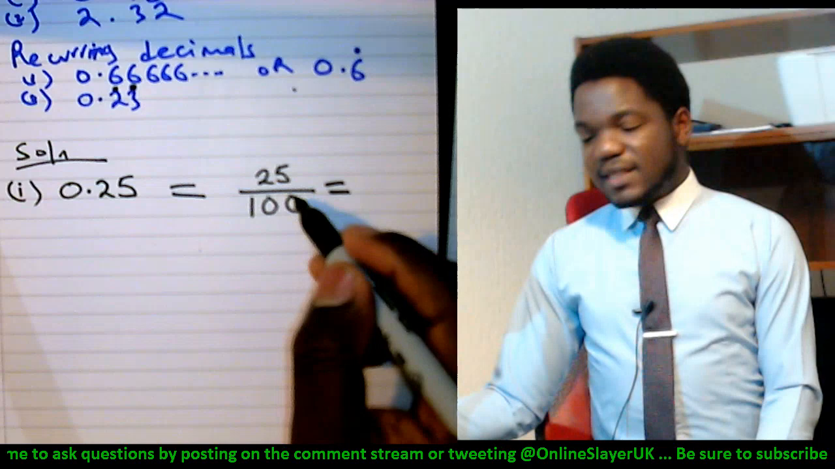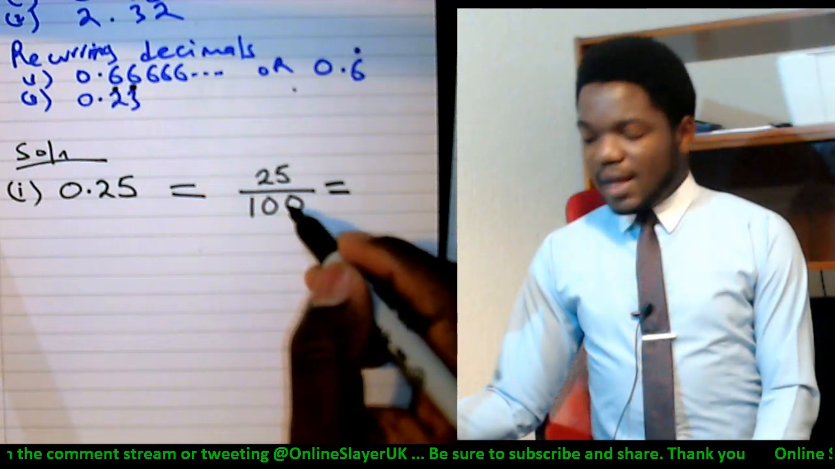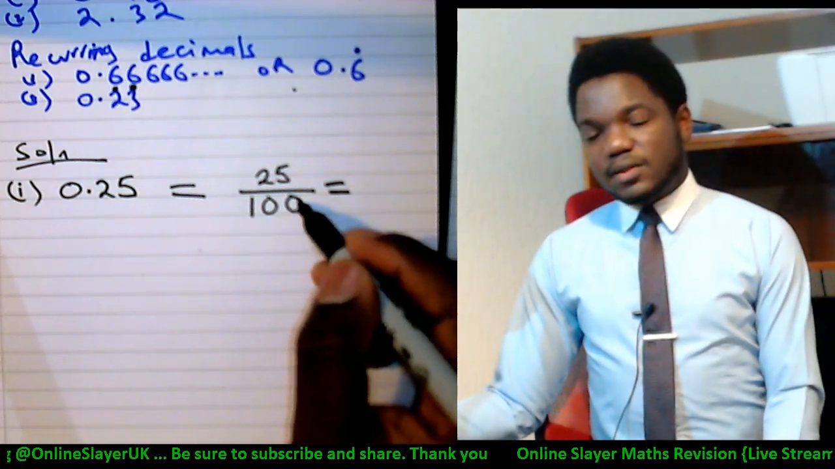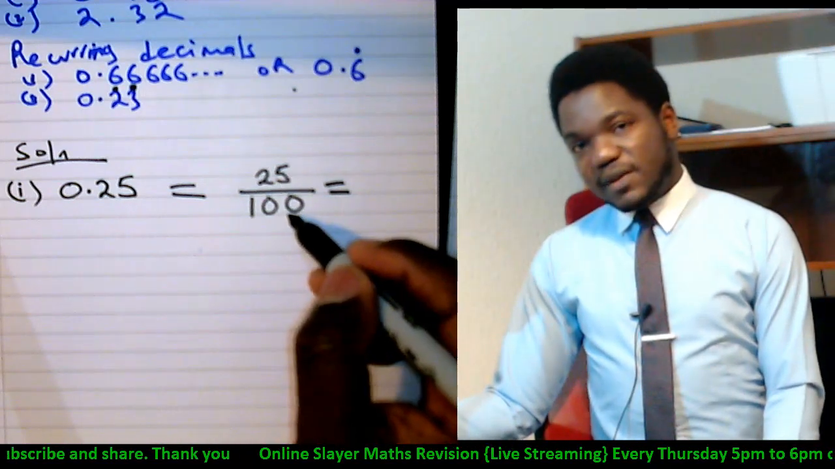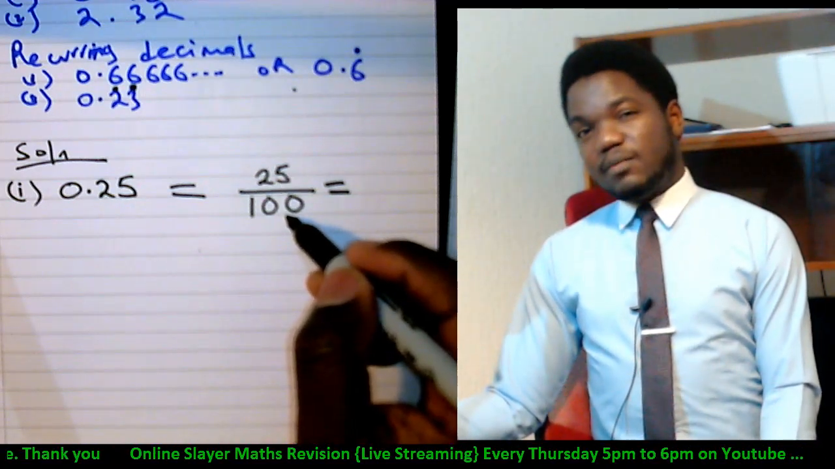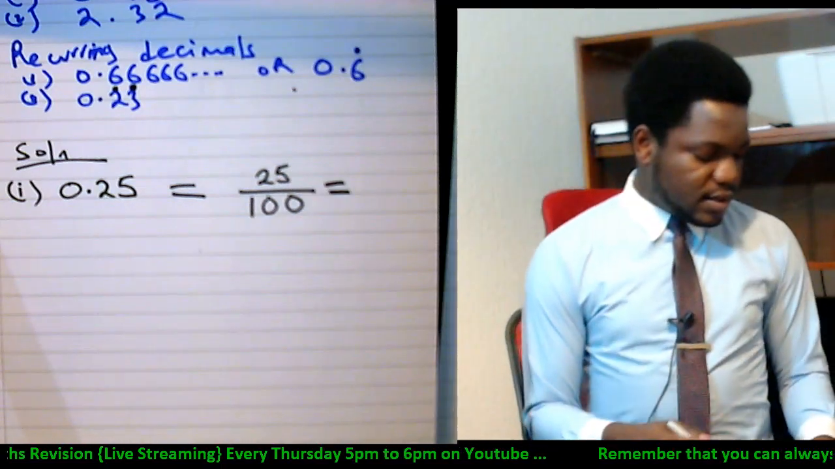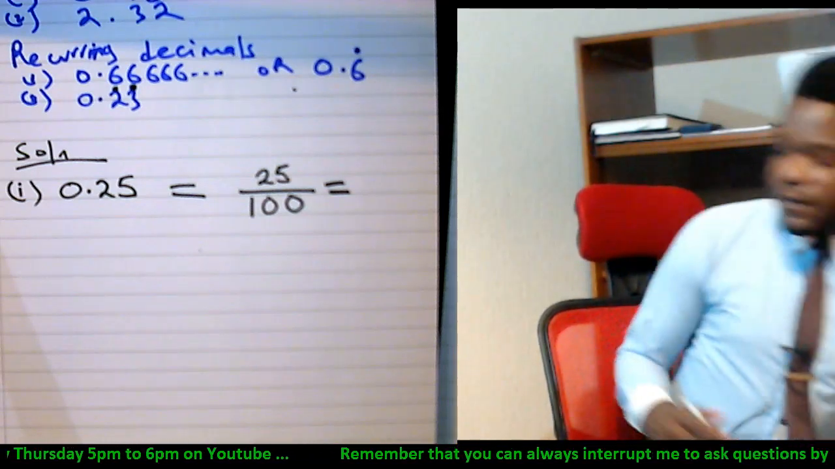Any number that ends with a 0 can be divided by 10. So what does that tell you? It tells you that this can be divided by 5. And because this can be divided by 10, it can also be divided by 5. How many 5s do you have in 25? You've got 5 5s in 25.